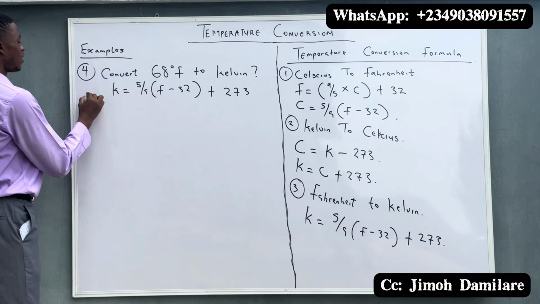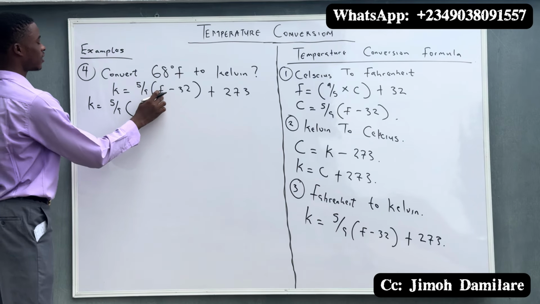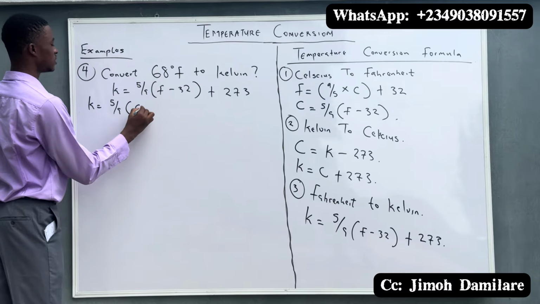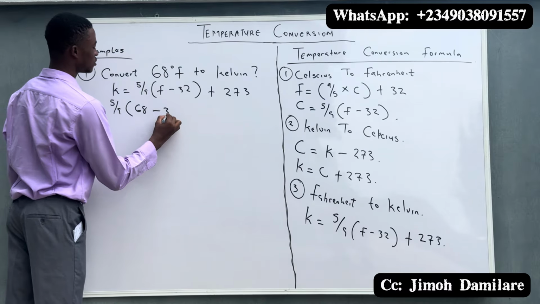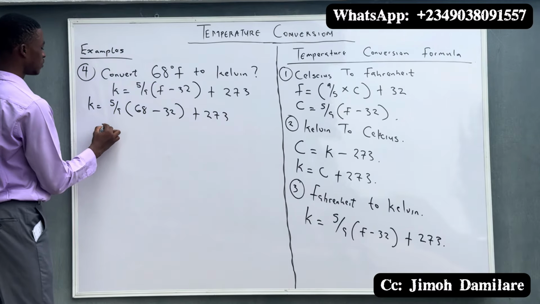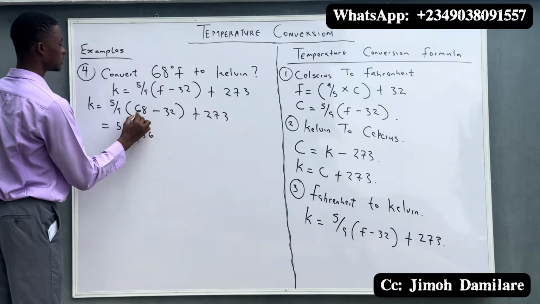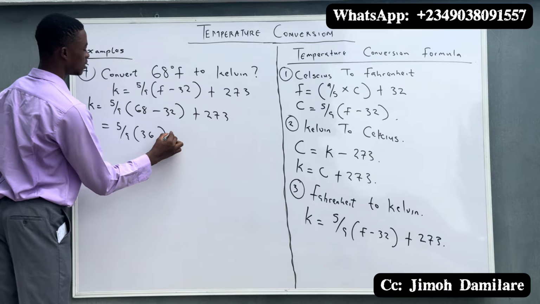So in doing this, we have our Kelvin equal to 5 over 9, open bracket. What is our Fahrenheit in the given question? It is equal to 68. So we have 68 minus 32 plus 273. So this will give us 5 over 9, open bracket, 36, because 68 minus 32 will give us 36. And we have plus 273.